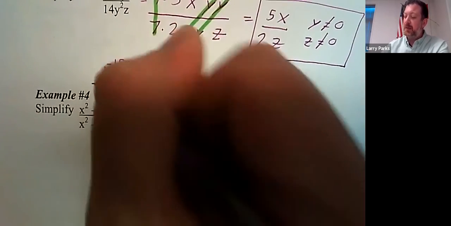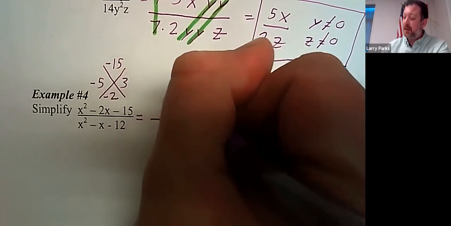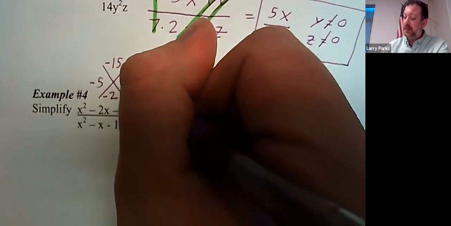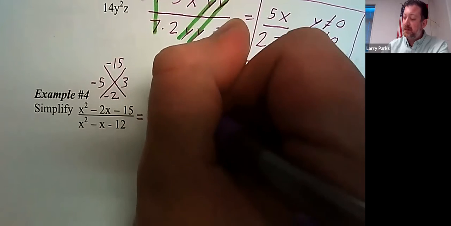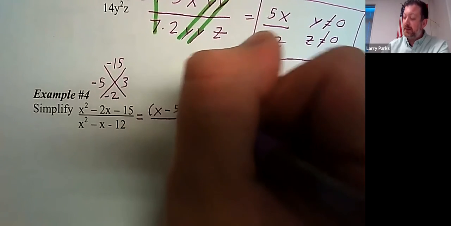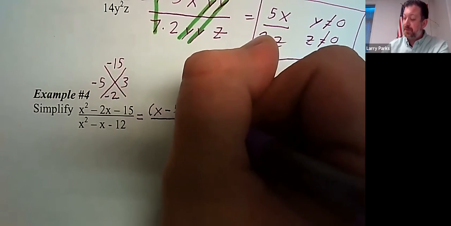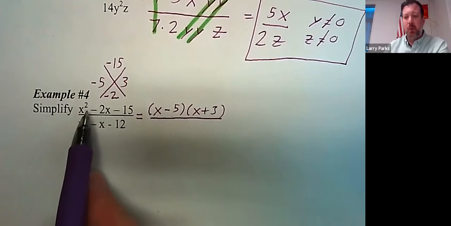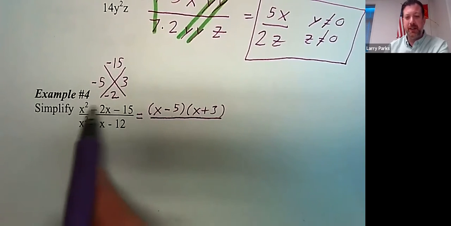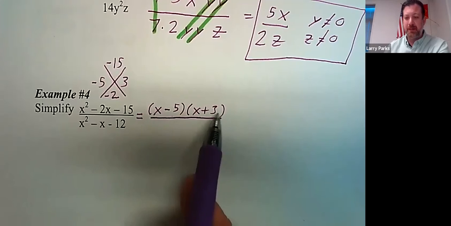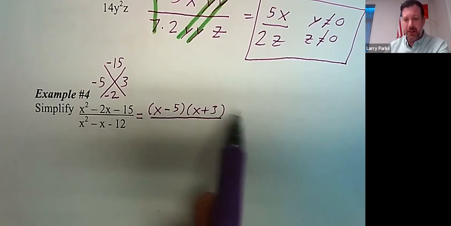So my numerator becomes x minus 5, x plus 3. So instead of having one expression that's all together, now I have two separate. That's what happened. I went from 1 to 2.